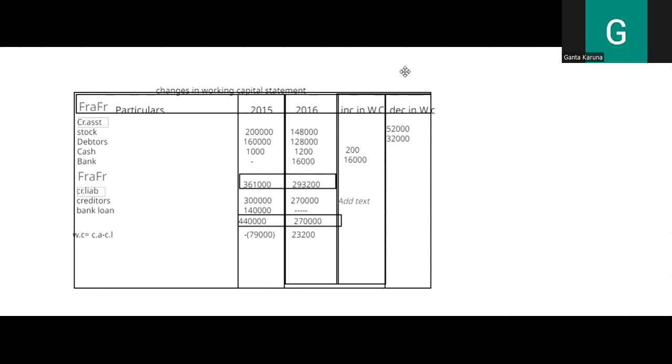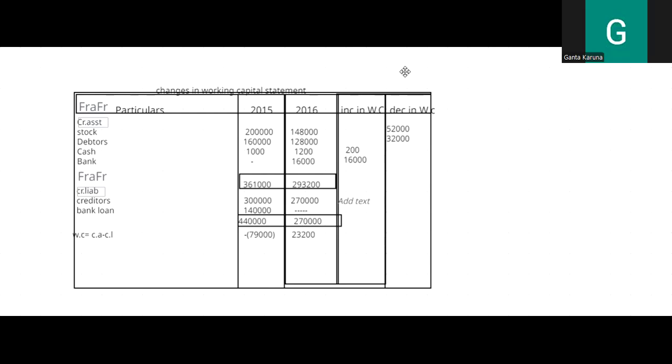Likewise, if you see here, how much did I get? 1,40,000 on the first side, and whereas it is decreasing. So when it is decreasing, again I have to show it in the increasing column only. So how much is it by? Again, 1,40,000 is going to be shown in the increase column.